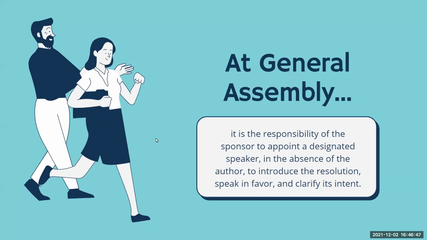At General Assembly, it is the responsibility of the sponsor to appoint a designated speaker in the absence of the author to introduce the resolution, speak in favor, and clarify its intent. While generally we recognize that the author would speak on this resolution, sometimes contingencies come up and they aren't able to make it. Since the body approved to be a sponsor, there are responsibilities that come along with sponsoring resolutions. For instance, if the author isn't able to make it to GA, the sponsor has to speak for the resolution and clarify its intent if there are any questions posed. So, a crucial thing to remember that doesn't get talked about a lot, but let's move on.